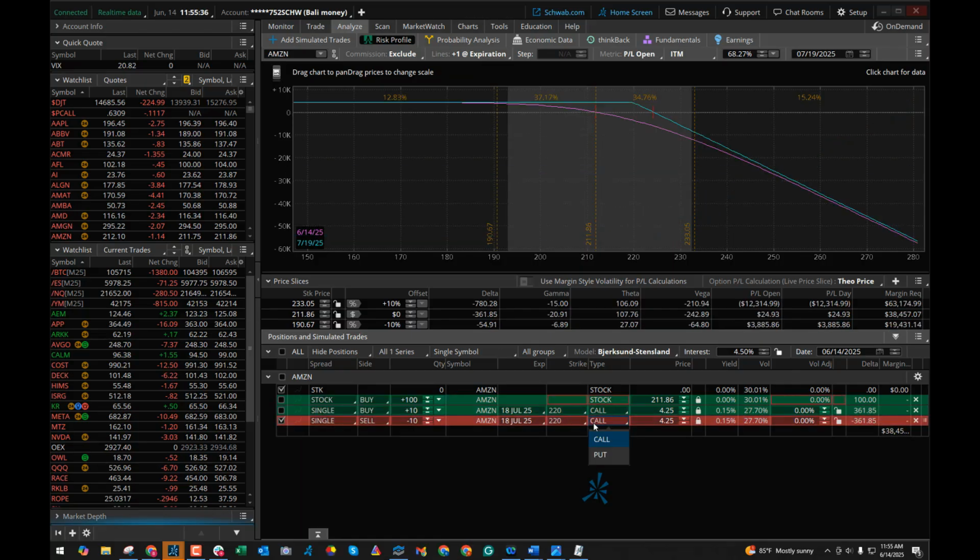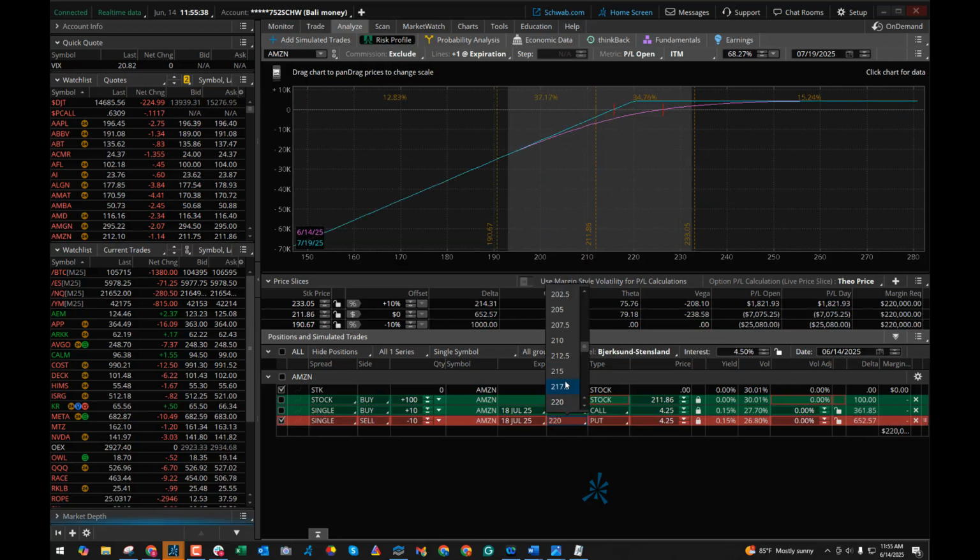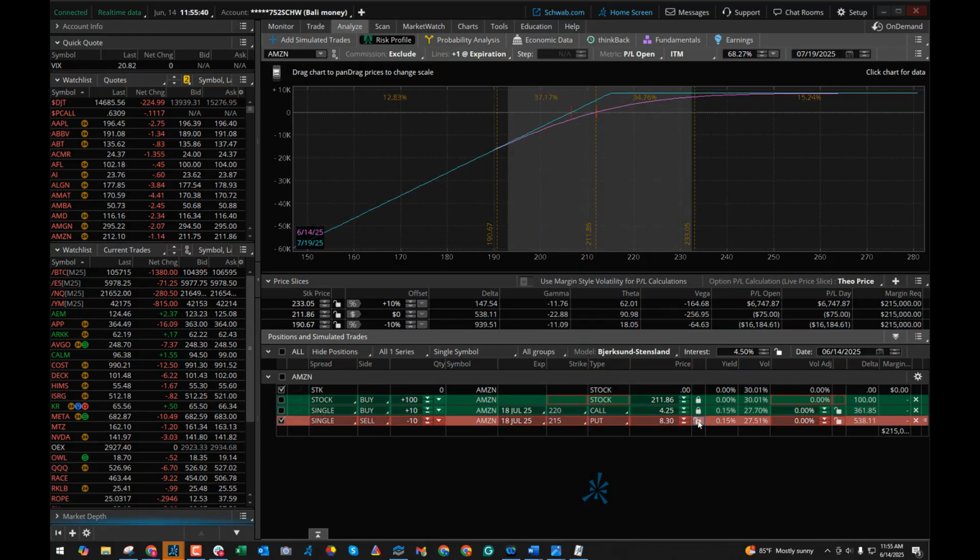One last thing here. Let's flip these over to puts, and I'm going to drop this down to say, I don't know, 215. So if we sold puts, we're bullish on Amazon. We sold puts, we're making about $90 a day. If we stay here, or actually if we go higher, we make more money. So this is good, right? We have a lot of long delta. This is a bullish trade.